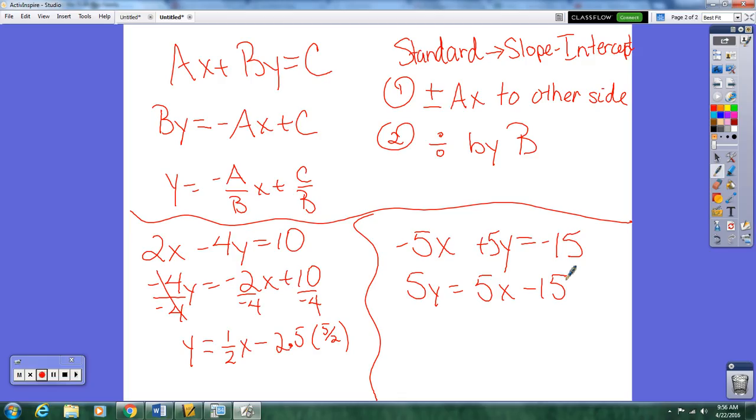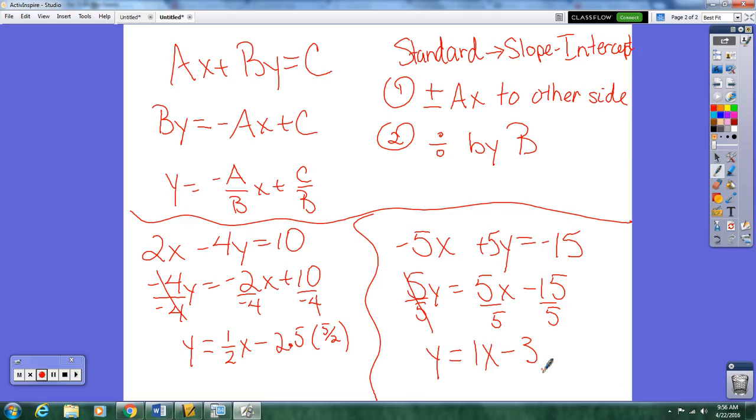Divide by the 5, which is in front of the y. And the 5's cancel, and 5 divided by 5 is 1. You really don't need to write the 1, but you can write it just in case. And 15 divided by 5 is 3.